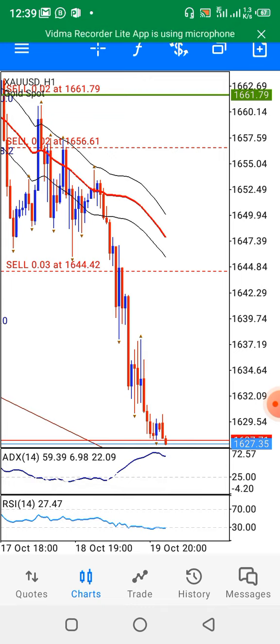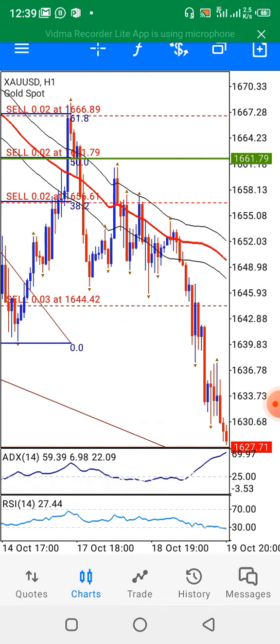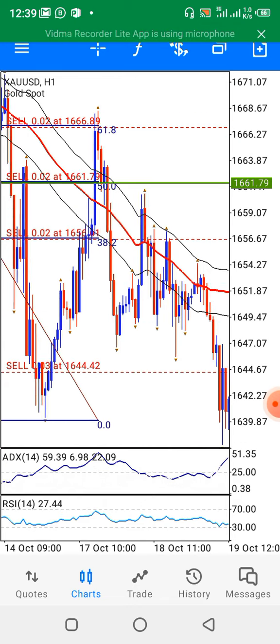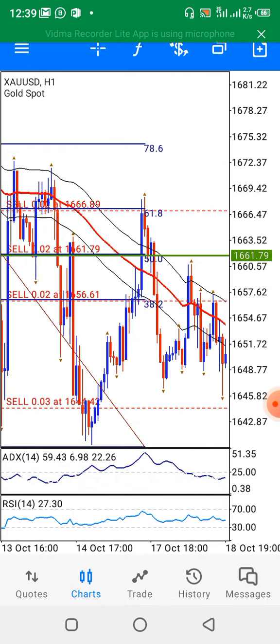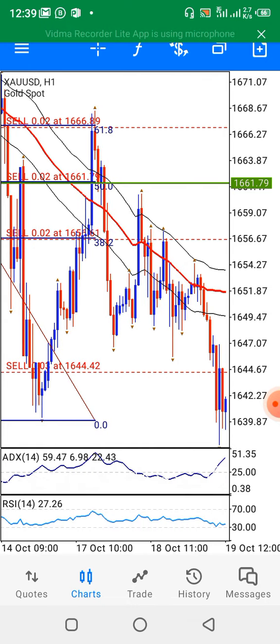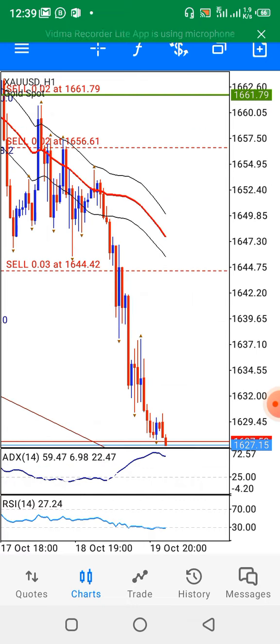So I have some positions open here. I have a position open at 1644, 1656, 1661 and 1666, using my own strategy. That's why I opened those four positions. Let me start with the one I opened at 1644. How do we calculate the pips that I've made on this trade?